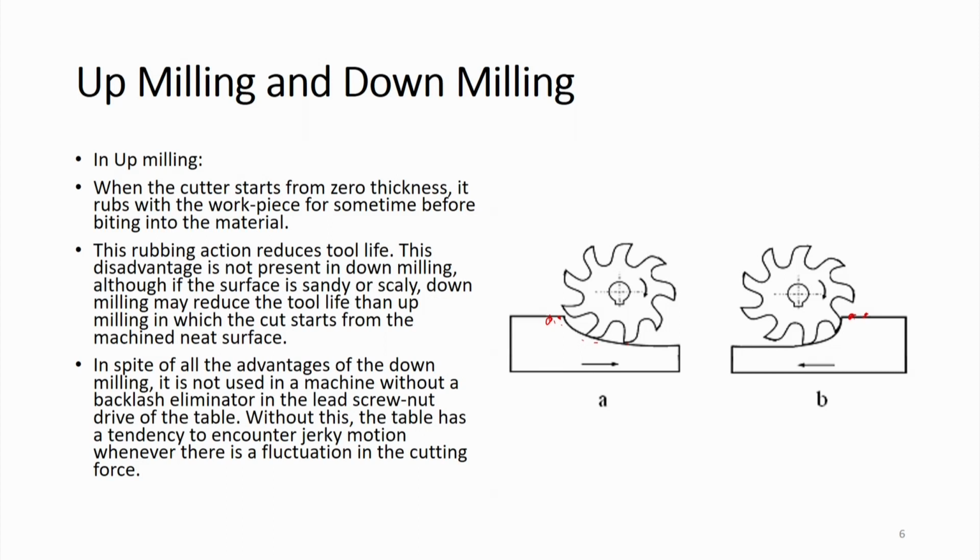But in spite of all the advantages of down milling, it is not used in a machine without a backlash eliminator in the lead screw nut drive of the table, because there is generally a backlash. That is why up milling is always preferred in favor of down milling, because without this the table has a tendency to encounter jerky motion whenever there is a fluctuation in the cutting force.